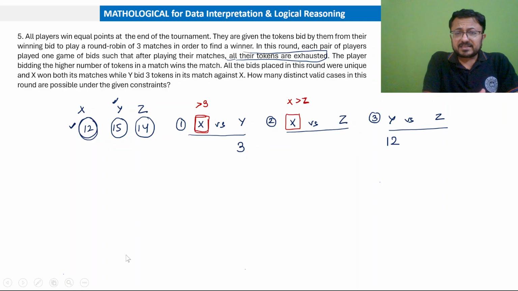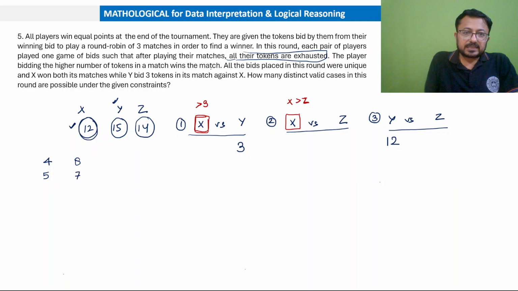ओके, तो फर्स्ट केस क्या हो सकता है, मिनिमम tokens bid by X in X versus Y match can be equal to 4. ठीक है, 4 पॉसिबल है. क्या क्या केसेस पॉसिबल हो सकते हैं X के लिए, इधर X will be bidding 4 tokens in X versus Y match, और फिर रिमेनिंग कितने बचेंगे, 8 tokens in the other match. 4 and 8 हो सकता है. ठीक है, या फिर 5 and 7 हो सकता है.